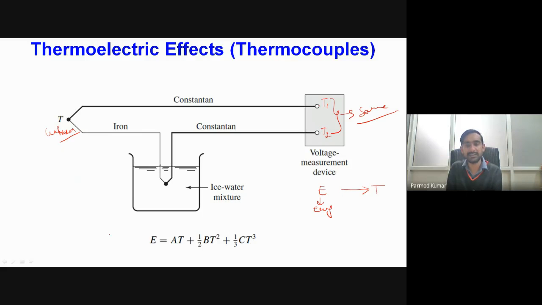Generally, a cubic relation is given here: EMF equals A times T plus half of B times T square plus one third C times T cube. This is the general third order polynomial taken to relate the output EMF as a function of temperature. Here T is the unknown temperature.